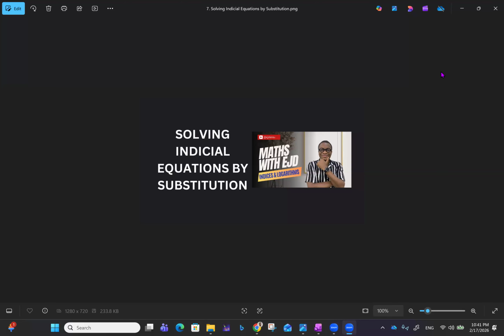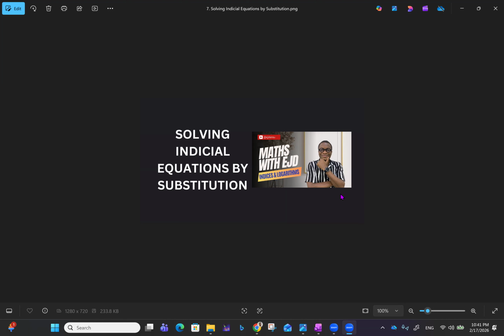Still on indicial or exponential equations, we now consider solving indicial equations by substitution. In the first video under indicial equations, we considered solving by equating indices. In the last video, we looked at solving by same base conversion. That is, if you don't have the same base initially, you can convert to the same base and then solve.